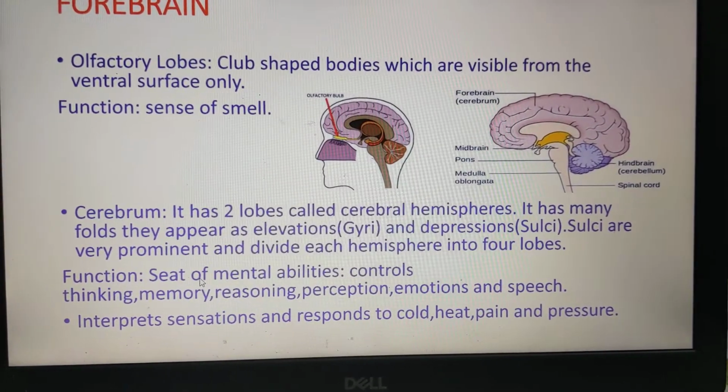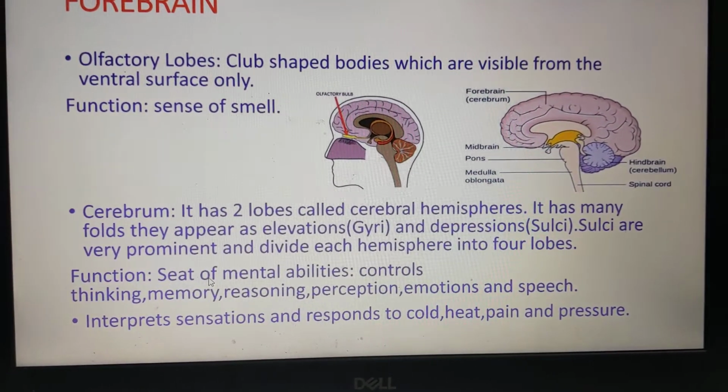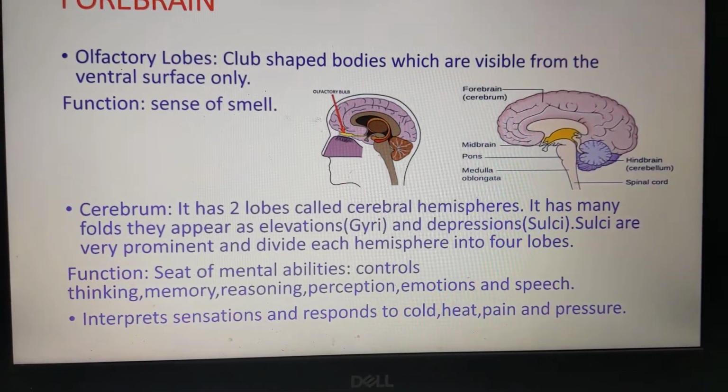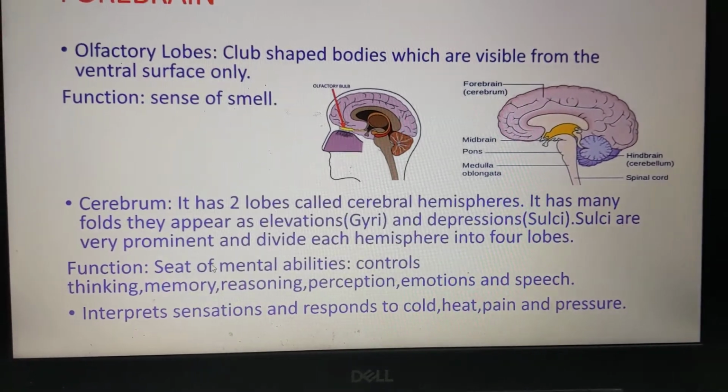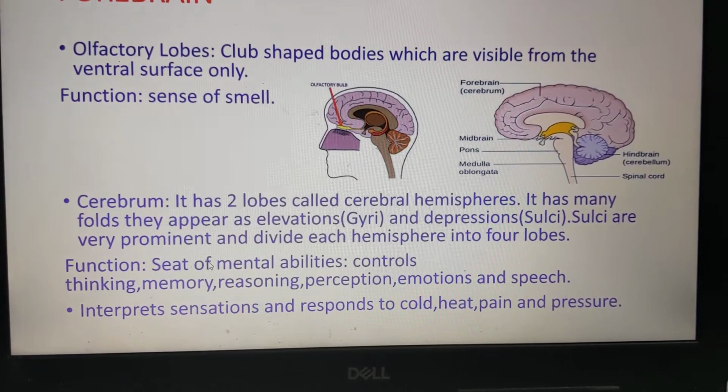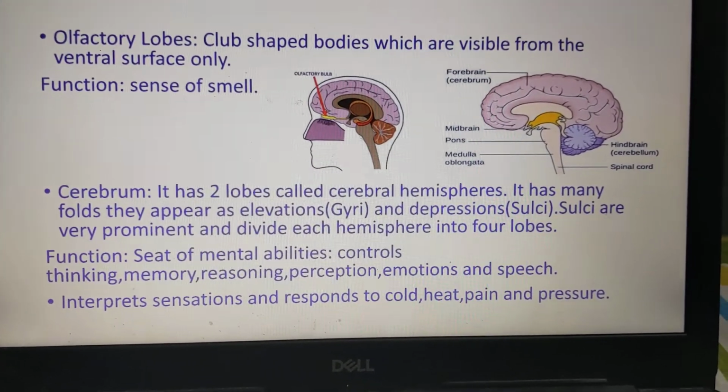Function: it is the seat of mental abilities, controls thinking, memory, reasoning, perception, emotions, and speech. Also, it interprets sensation and responds to pain, cold, heat, and pressure.